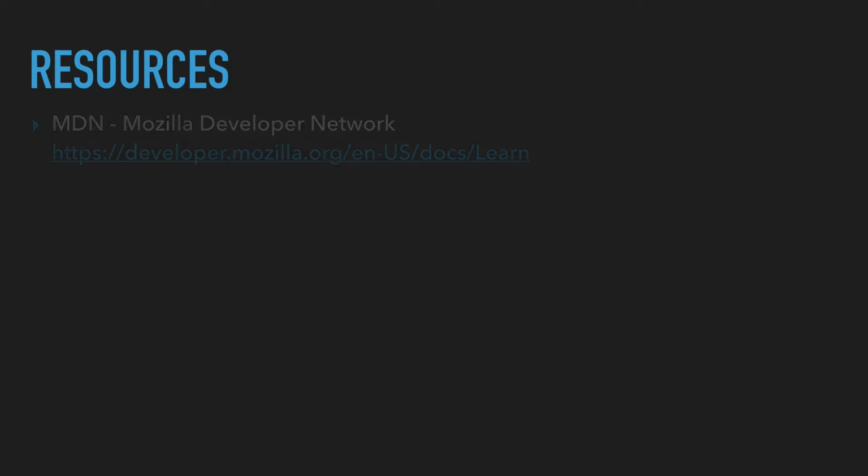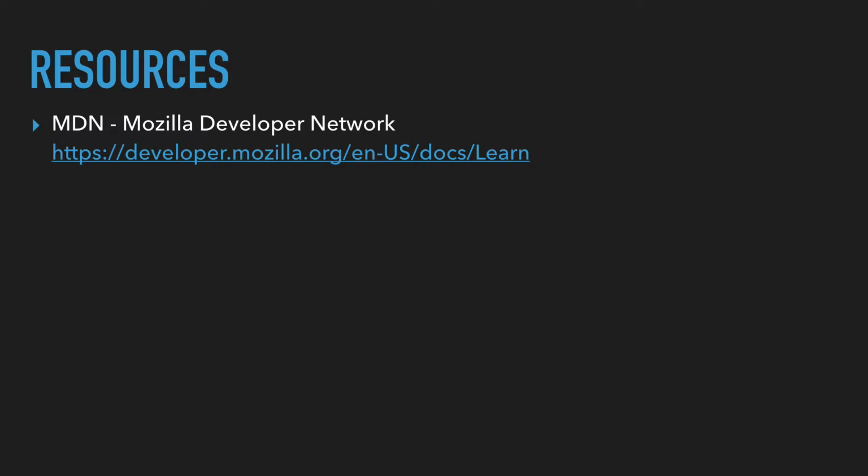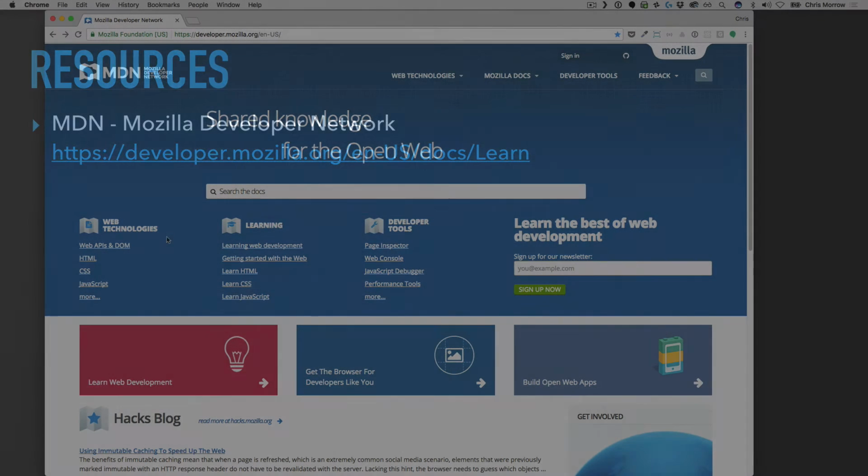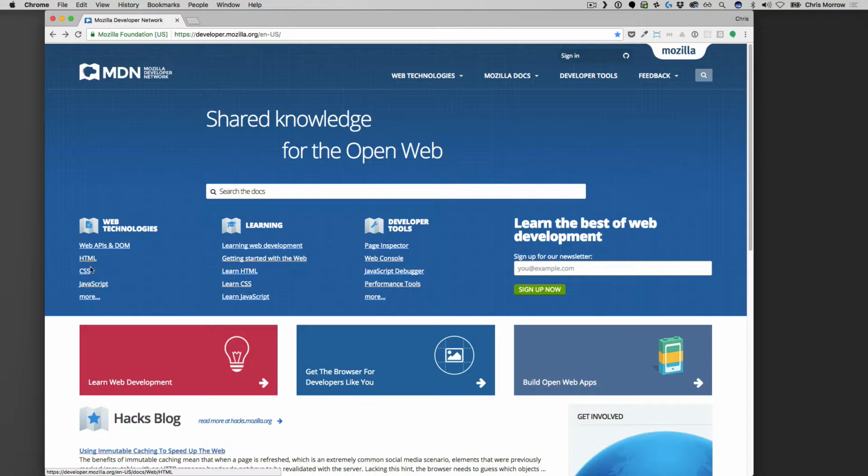Now let's move on to resources online. Hands down, the best resource out there is MDN, the Mozilla Developer Network. You can see here, bottom left, there's web APIs and DOM, HTML, CSS, and JavaScript. There's even more concepts, but these are the starter concepts that you'll want to learn.